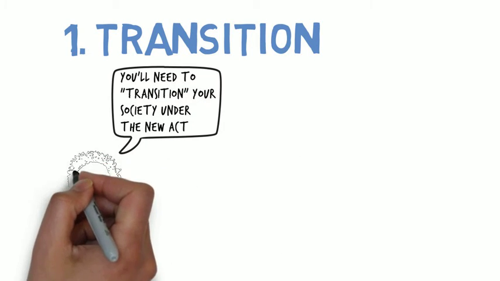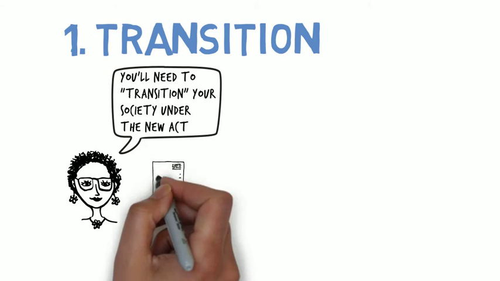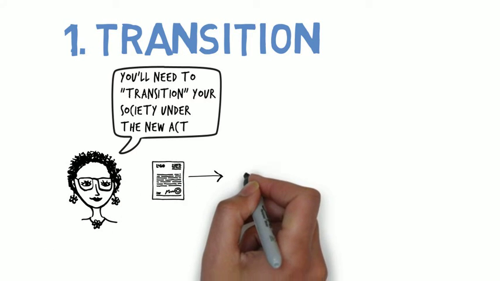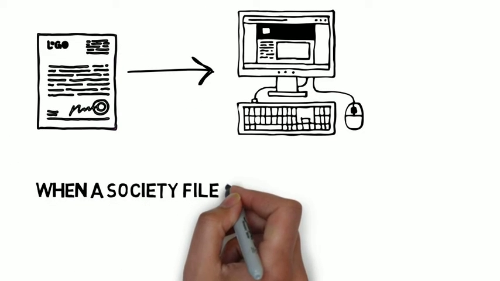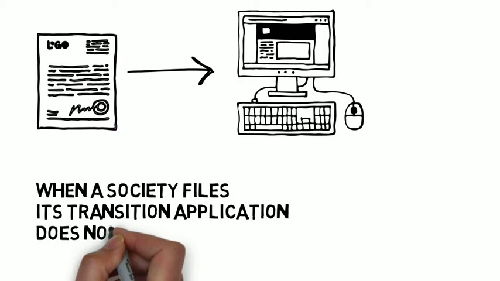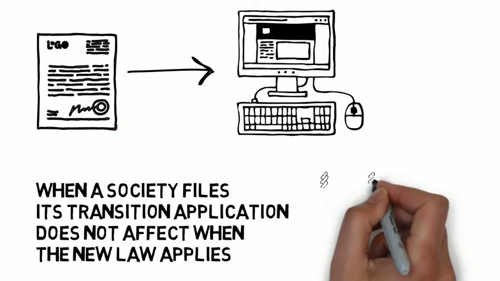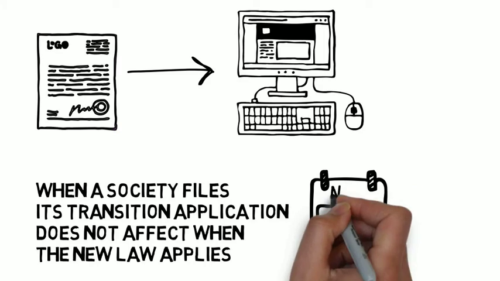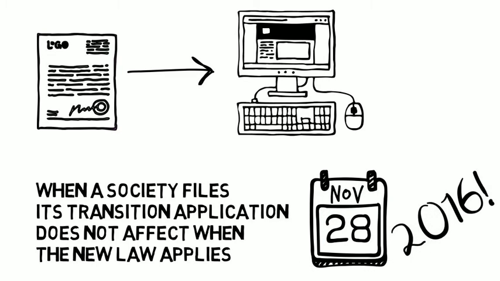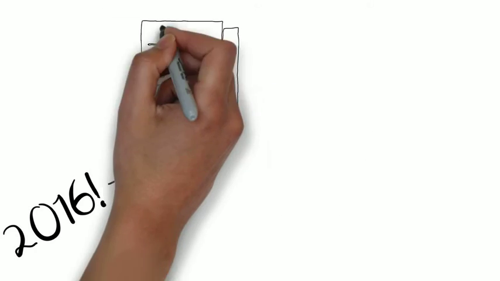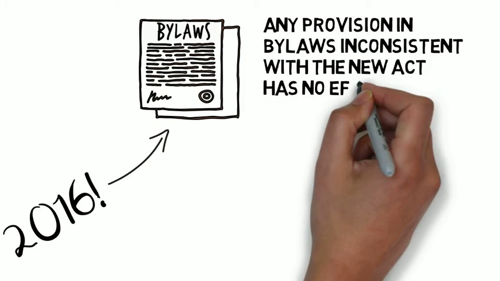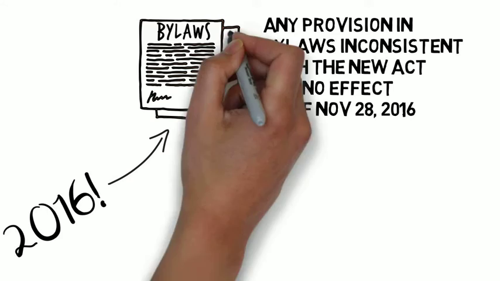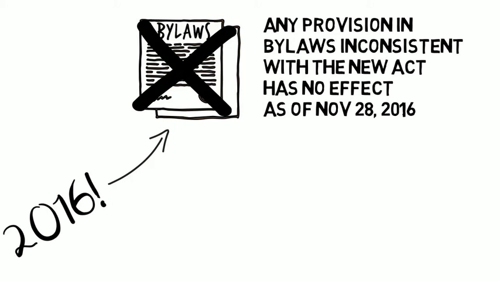All societies in BC must file a transition application with the government within a 2-year period after the new law comes into effect. What's super important to appreciate is that when a society files its transition application does not affect when the new law applies. The new law applies to your society as of November 28th, 2016, whether or not your society has transitioned. One result is that any provision in your society's bylaws that is inconsistent with the new Act has no effect as of November 28th, 2016. The matter is governed by the new Act.